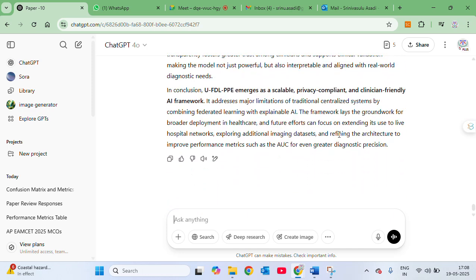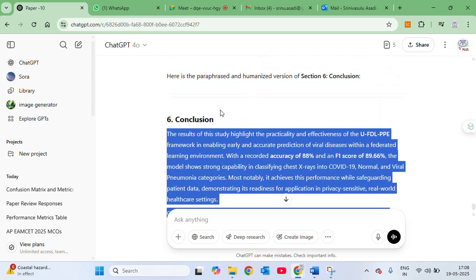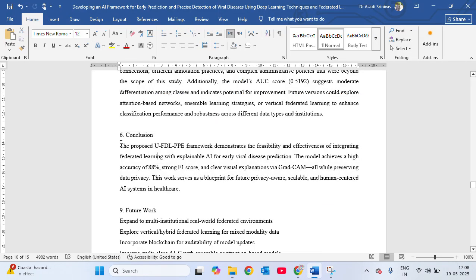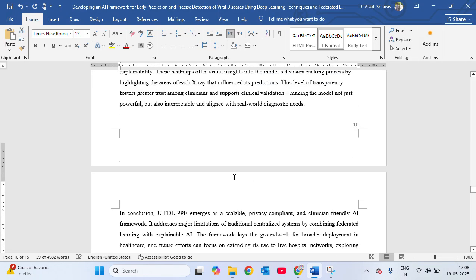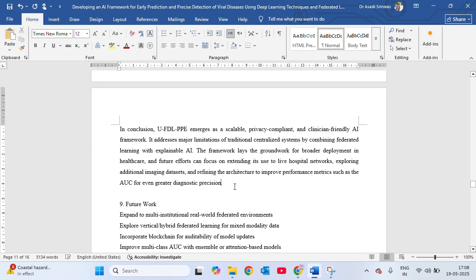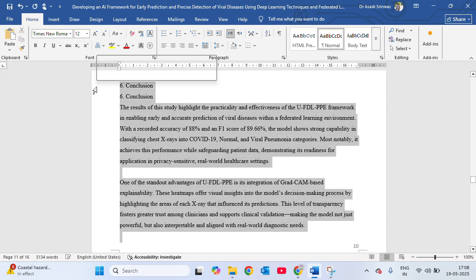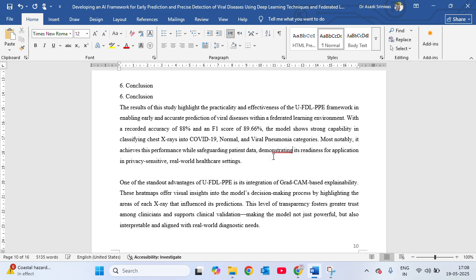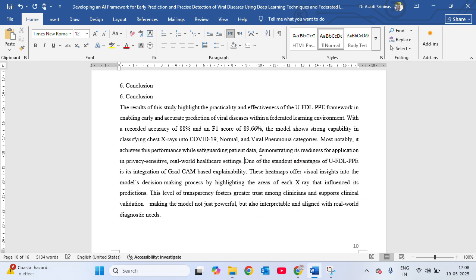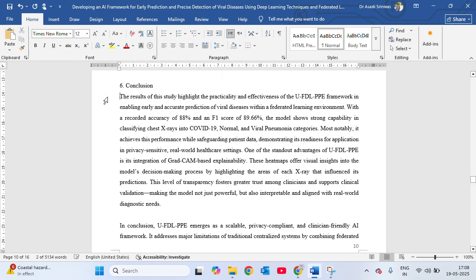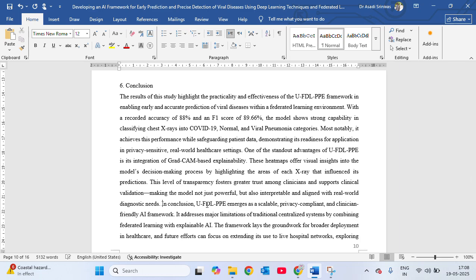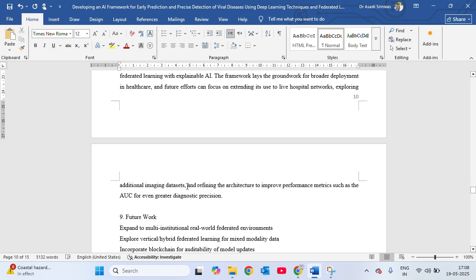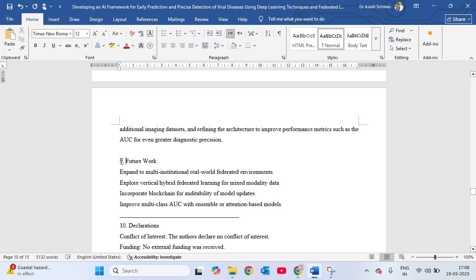So now the conclusion is ready. Now I need to paste the conclusion. We need to make the conclusion part, all three paragraphs, into a single paragraph. So here we need to remove one conclusion, then like this. So now this future work.